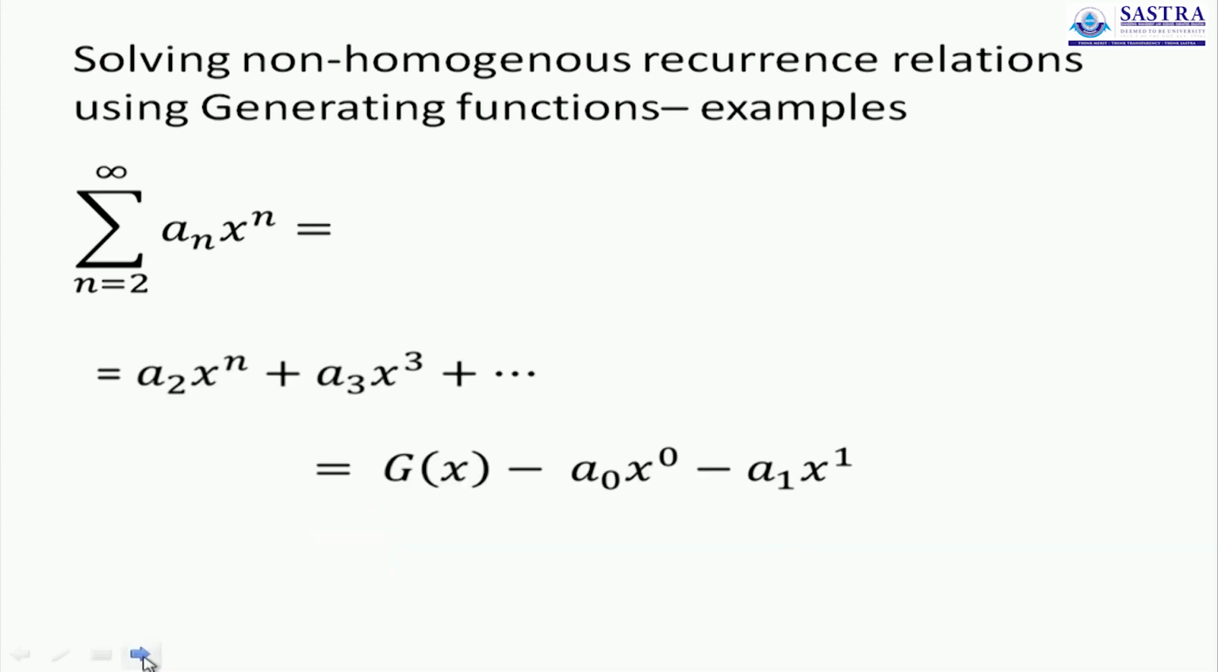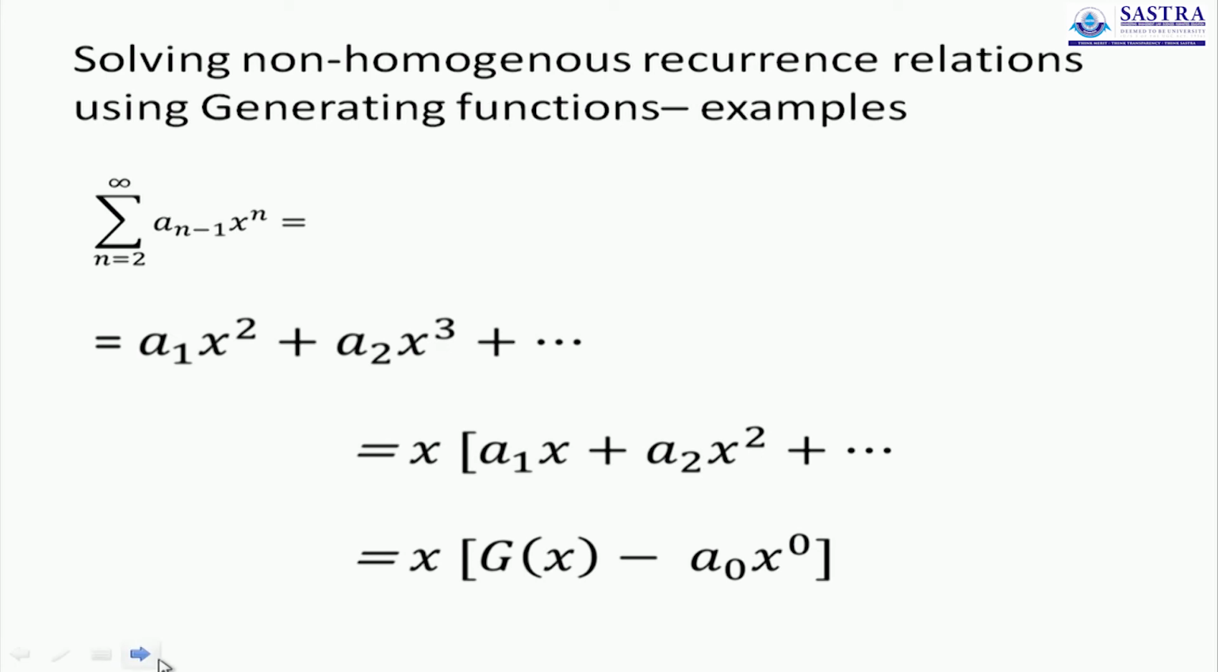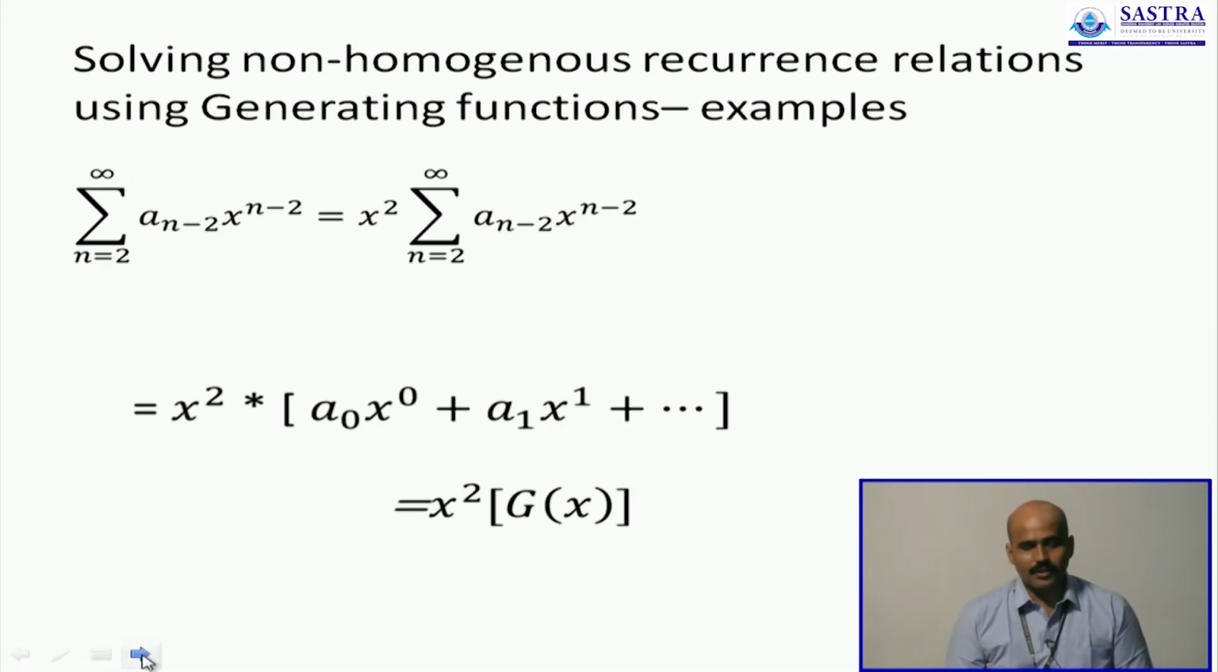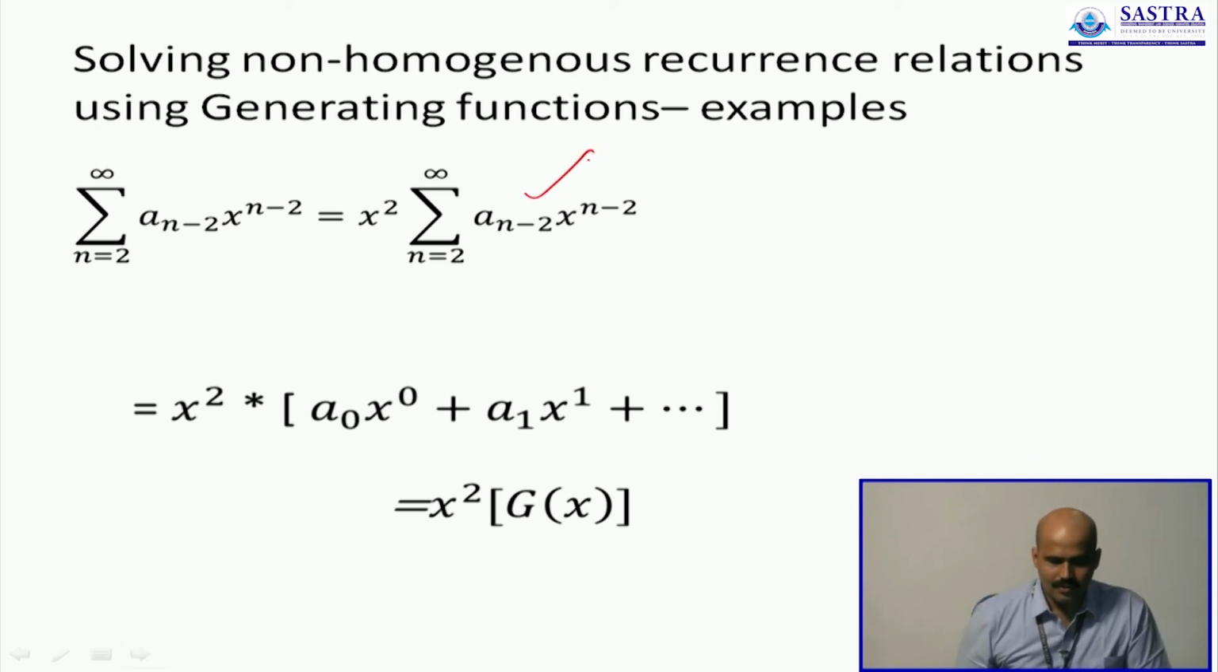So first thing, I have rewritten the expression on the left as g of x minus a naught x power 0 minus a1 x power 1, and the second summation I factored x alone and I have written that as x times g of x minus a naught x power 0, as I have told you already. And the third summation, I'll just have to factor out x square, and I have done that. It's just x square times g of x.